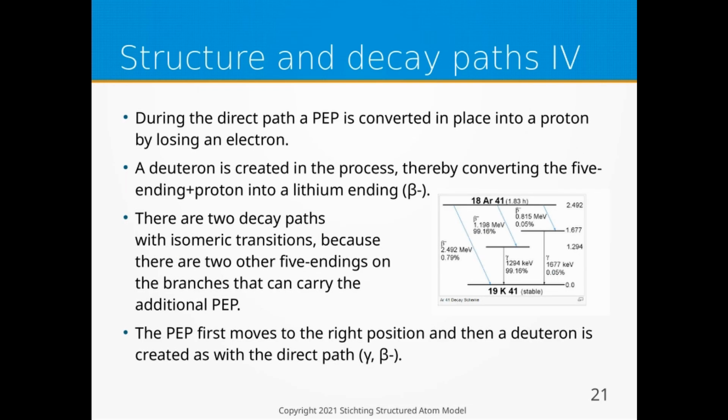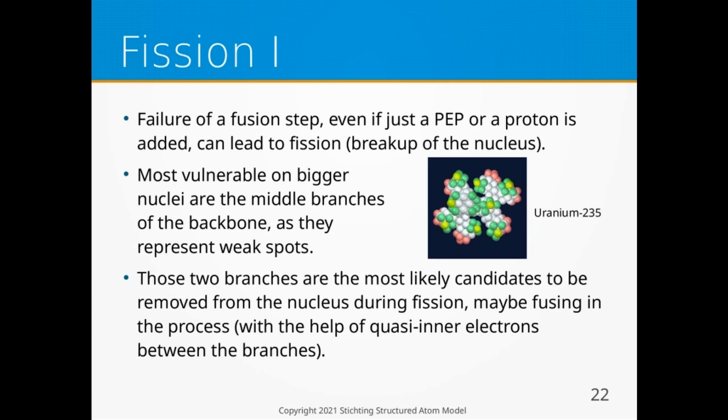In the 2 other cases, the PEP first needs to move to the correct ending. This is an isomeric transition. And then it is converted to a proton by ejecting an electron, again creating a deuteron with the existing PEP and converting the 5 ending plus a PEP into a lithium ending. The energetic differences of the isomeric transition steps are related to the varying distances the PEP has to travel on the nucleus, but in the end the difference in binding energy between parent and child isotopes will be dissipated away completely. Next topic will be the asymmetric breakup of heavier nuclei.